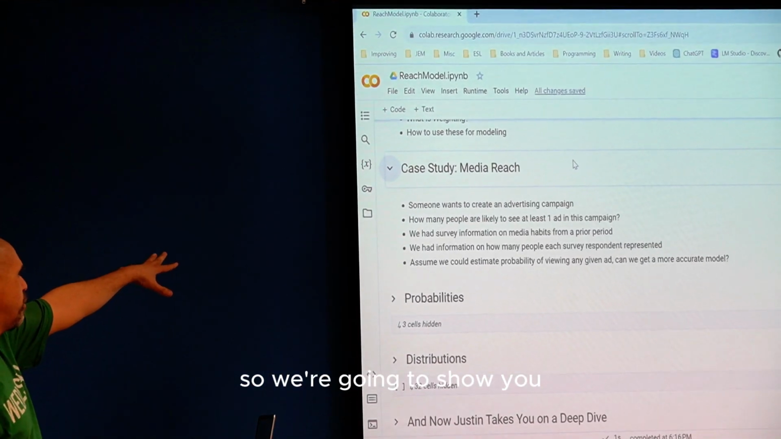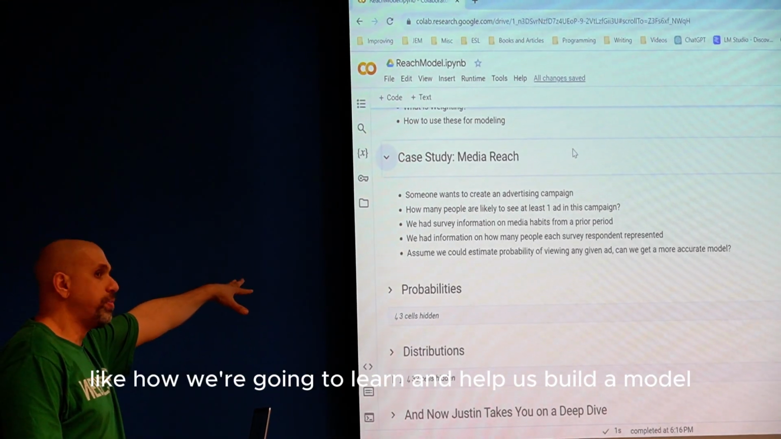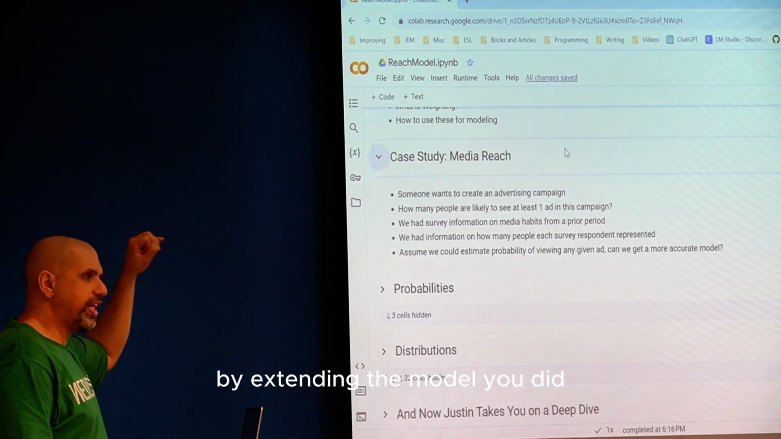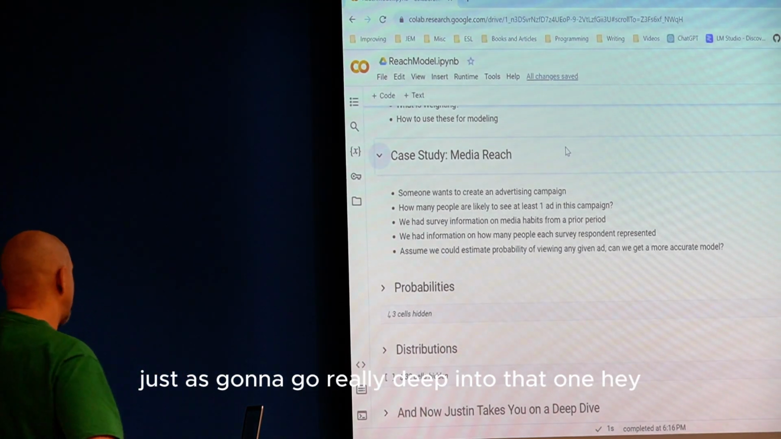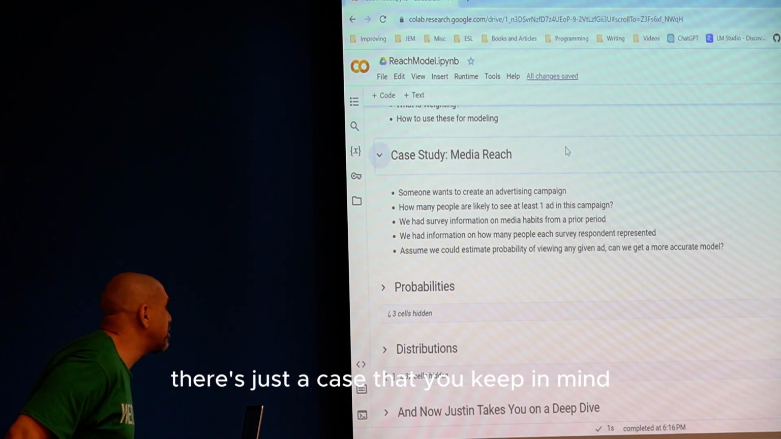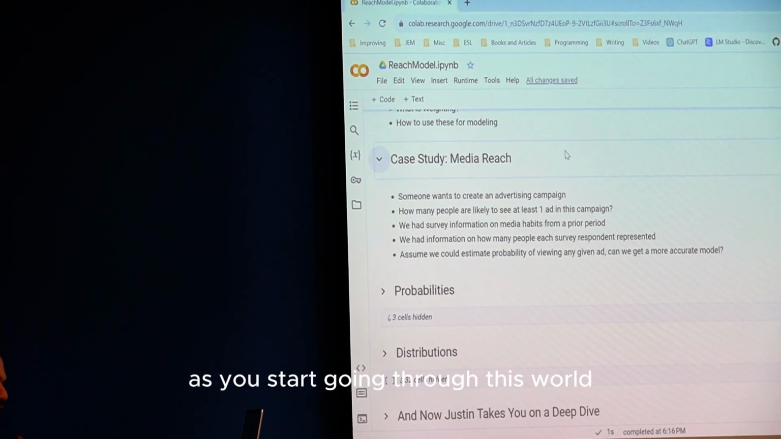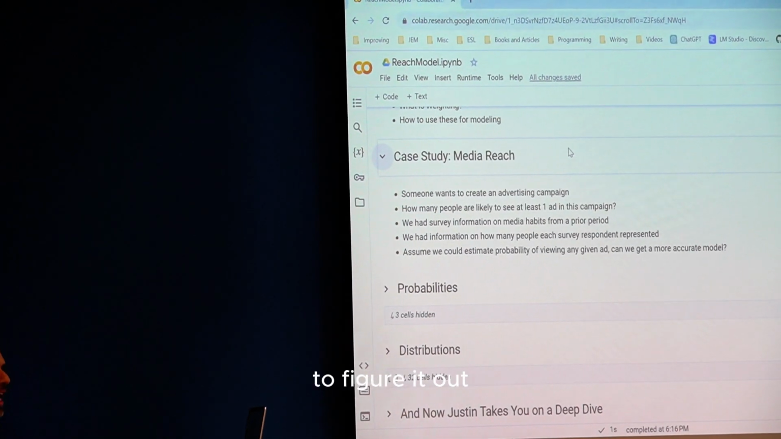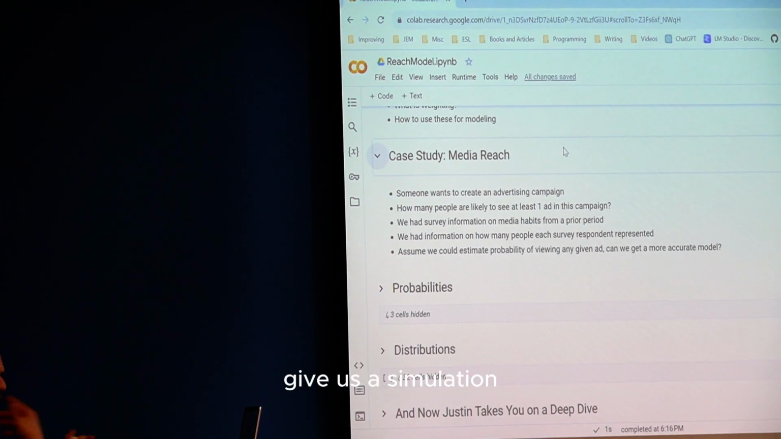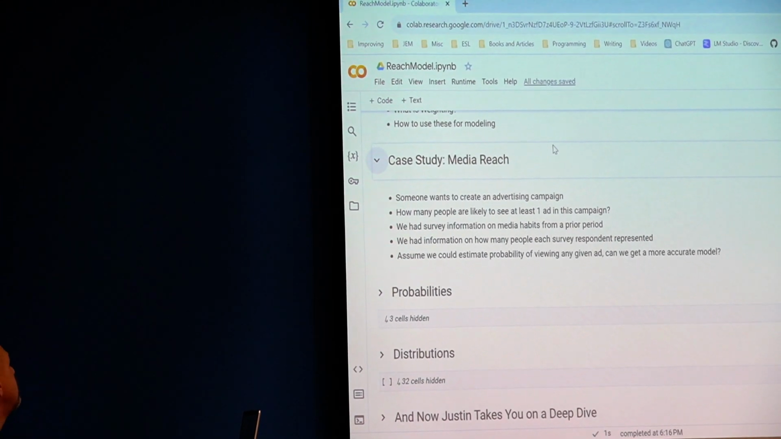So we're going to show you how what we're going to learn can help us build a model by extending the model we did. Justin's going to go really deep into that one. Okay? So that's just a case study to keep in mind as we start going through. This is what we're building up to, kind of figuring out how many people we're going to reach with this advertising. Give us a simulation.